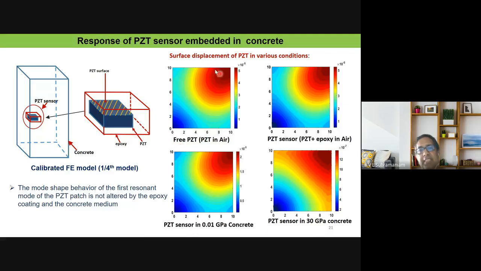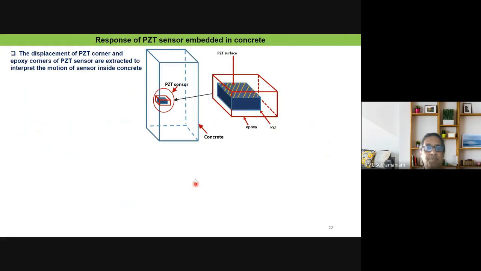First, the free PZT, this is the displacement signature. Then the PZT with the epoxy, which is the sensor, you can see here. When concrete is very soft, with a very low Young's modulus, and even when concrete is very stiff, which is typical of mature concrete, 30 GPa, we see that the signature doesn't change, which indicates that the first mode is not altered as the material around the PZT is aging.